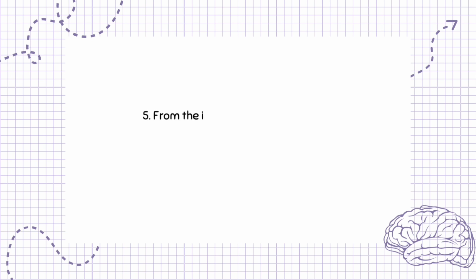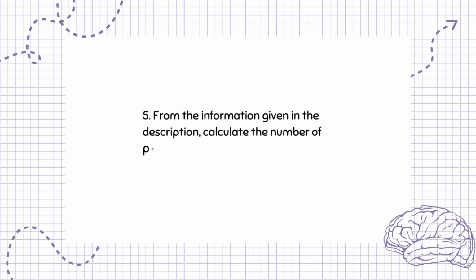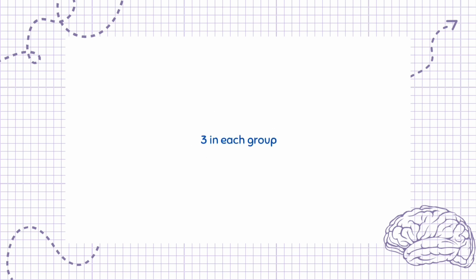Question 5. From the information given in the description, calculate the number of participants in each group in condition B, 1 mark. 3 in each group.